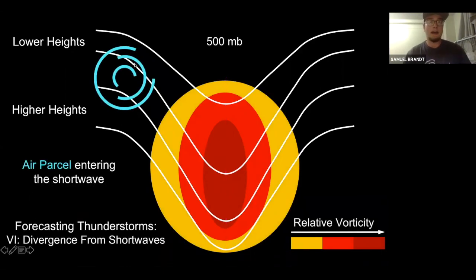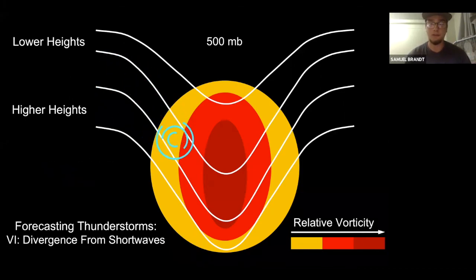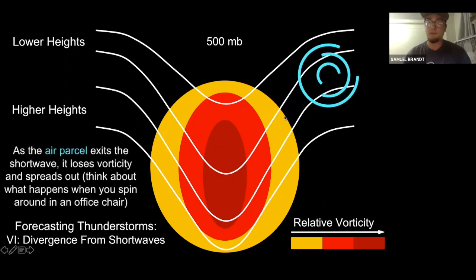So let's say we have a parcel of air, some blob of air entering the shortwave. As it enters the trough, its spin is going to speed up because it has to. And then as it swings around the trough and exits it, its spin has to decrease. And as its spin decreases, it spreads out.